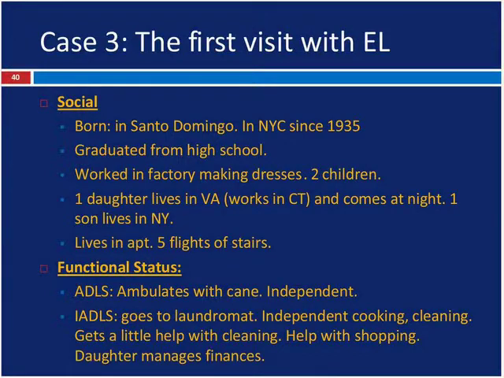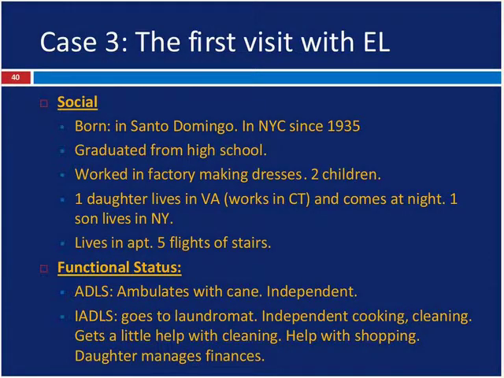So I was getting, again, a better social and functional history from her. She was born in Santo Domingo. Although she'd been here for quite a while, she did graduate from high school, worked most of her life in the factory making dresses. She has 2 children, one in Virginia and one in New York. She does live in an apartment, does go up 5 flights of stairs without any difficulty. And so functionally, she ambulates with a cane, is still pretty independent on all of her ADLs. She's still able to go to a laundromat.